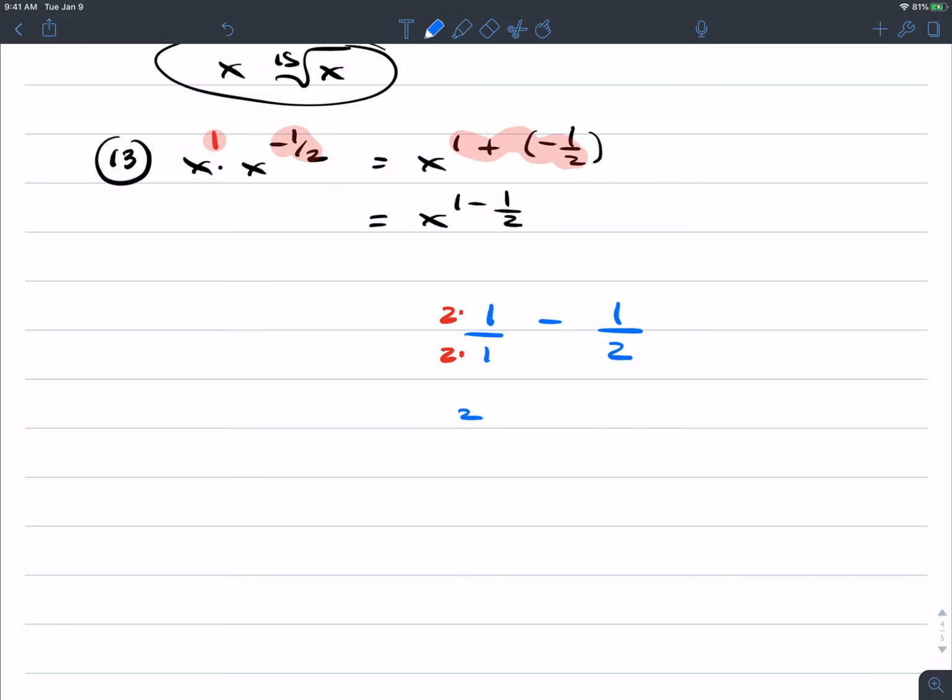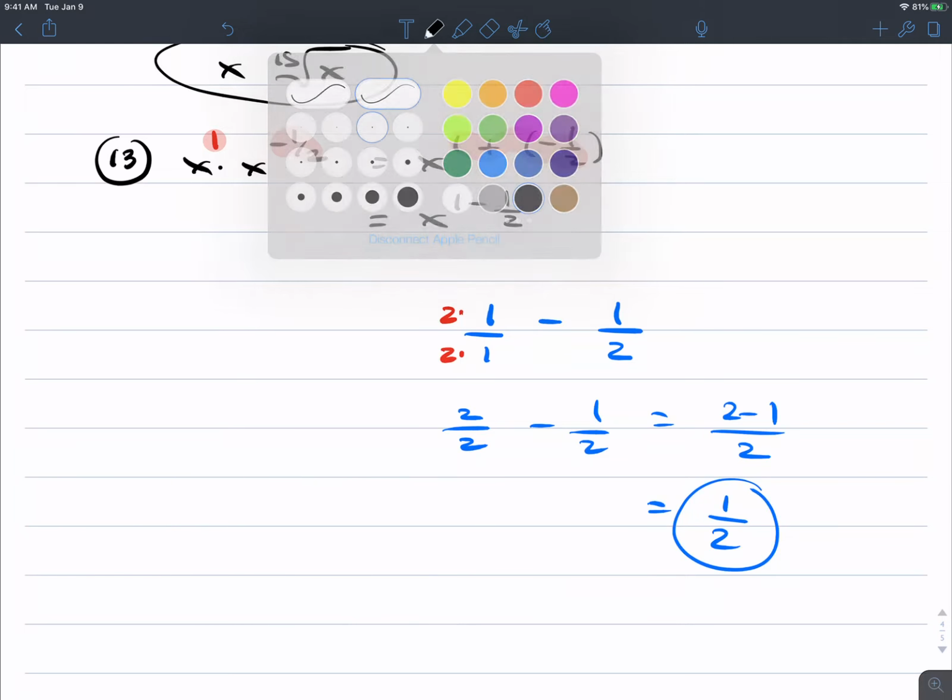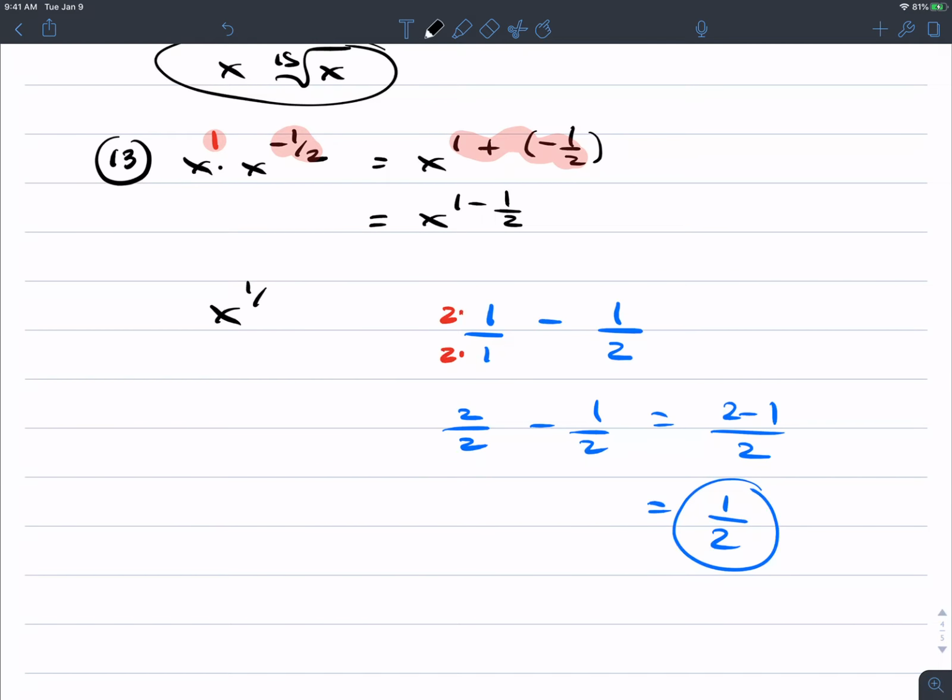So we get 2 over 2 minus 1/2 is 2 minus 1 over 2. So this is what? 1/2. Now, is that an improper fraction? Nope. So your final answer is? x to the 1/2 or the square root of what? X. Positive power answer and radical answer.